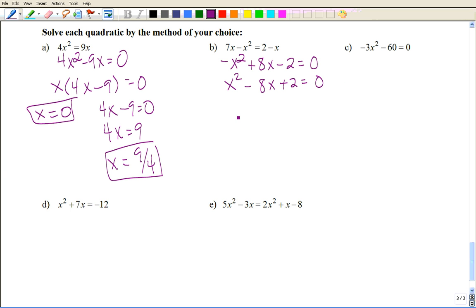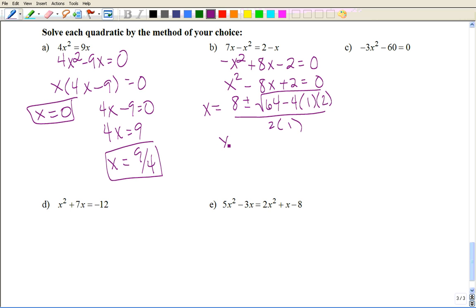So if I stop and consider, does this factor in any nice way? Can I think of factors that multiply to 2 but add to negative 8? And no, I can't. So I'm going to use the quadratic formula. When in doubt, just go with the quadratic formula. So I have x equals negative b plus or minus the square root of b squared minus 4 times a times c all over 2 times a.